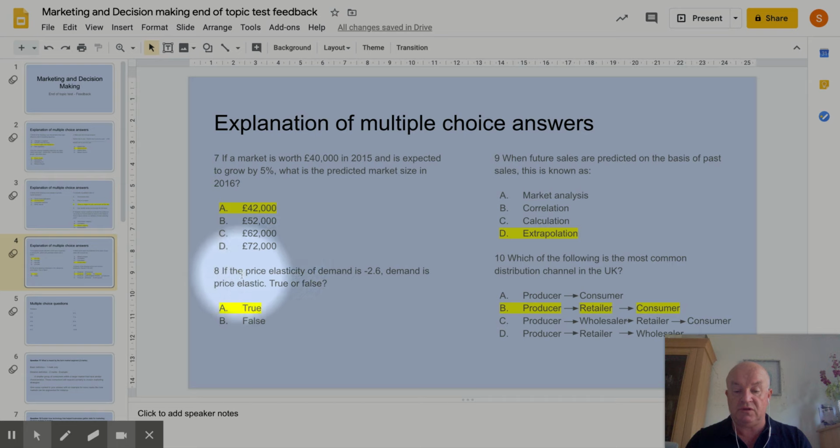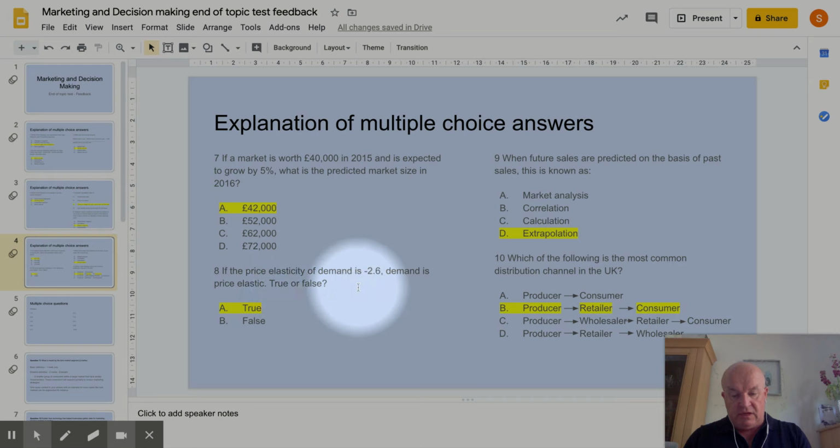Okay, moving on to question number 8 then. And this is a price elasticity of demand question. Okay, now if you remember the price elasticity of demand, the important thing to remember there is that if the number is above 1, then that means that there is elastic demand. That means that if price increases or changes, then the demand will also change with that figure.